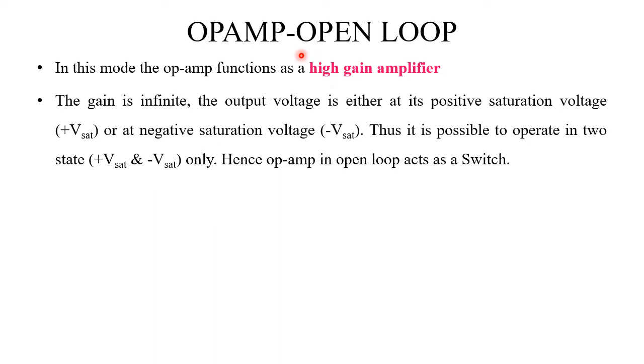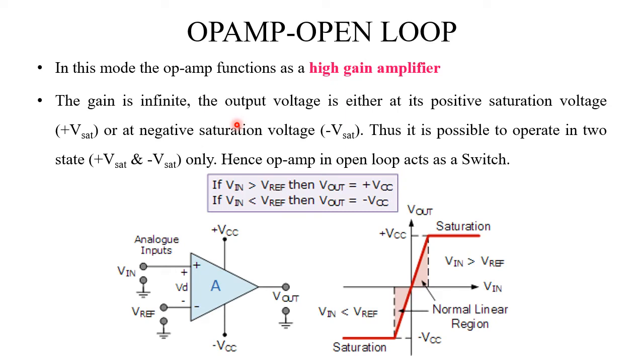Similarly, the operational amplifier also has only 2 states, that is plus V saturation and minus V saturation. Therefore in this mode it acts as a switch. Here you can see the diagram and the operating regions.